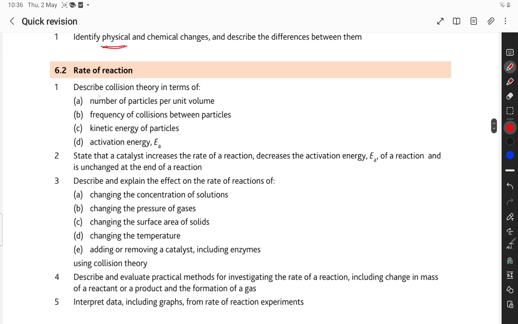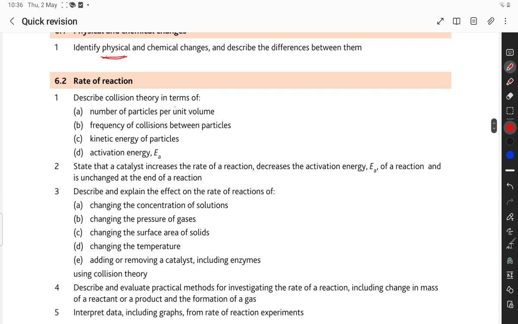Rate of reaction. Describe collision theory in terms of number of particles per unit volume. Always write the number of particles per unit volume, frequency of collision between the particles, kinetic energy of the particles, and activation energy. State that a catalyst increases the rate of reaction and decreases the activation energy.